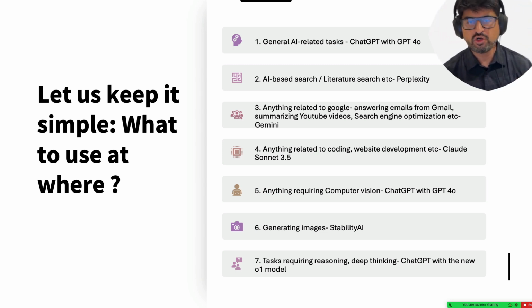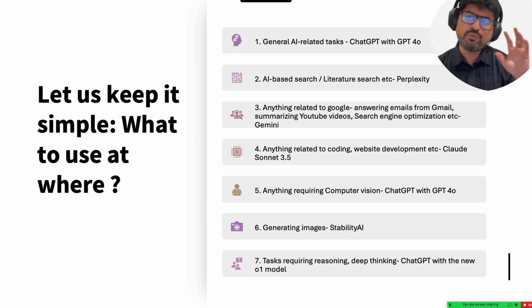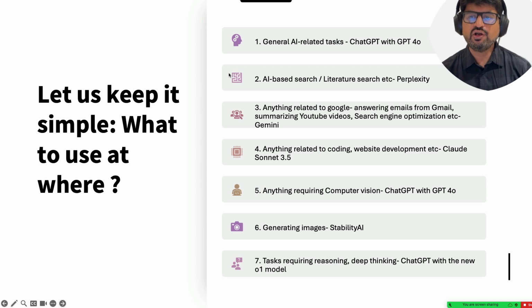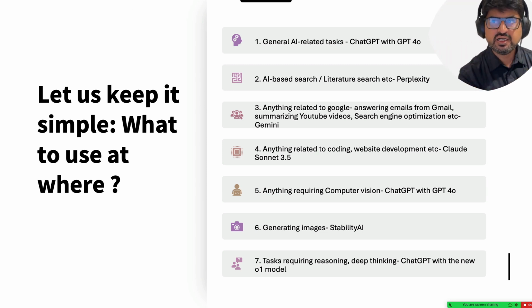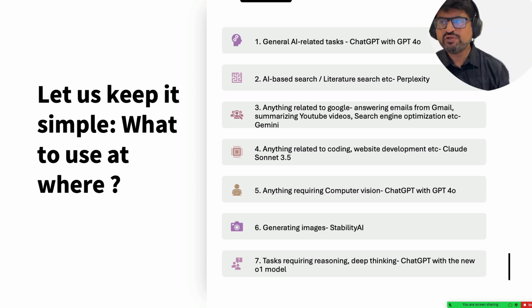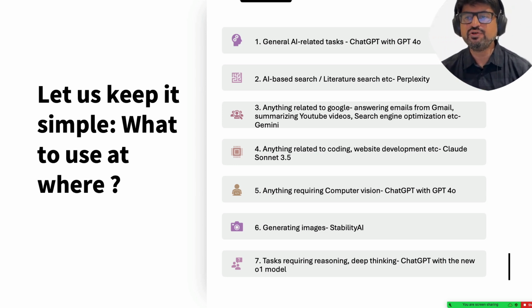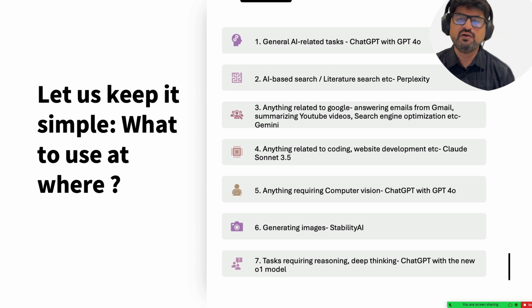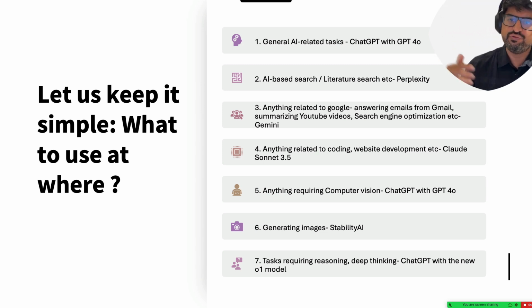Claude has a new model called Claude Sonnet 3.5, which is simply the best model. Anything that requires computer vision, for example ECG diagnosis or clinical diagnosis, you need what is known as computer vision, and for that you need to use ChatGPT, which has GPT-4o computer vision.